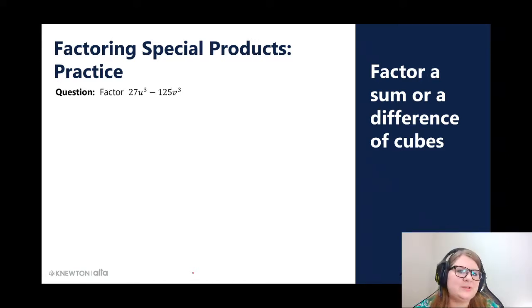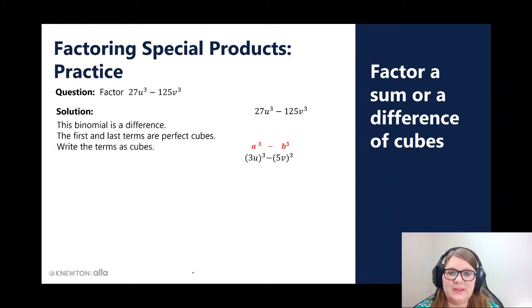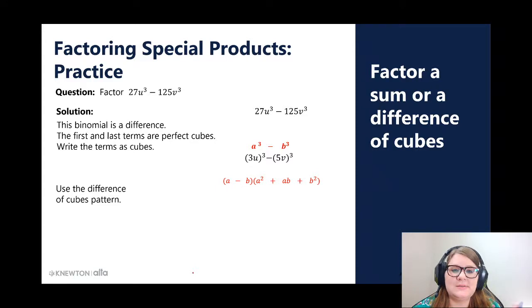27u cubed minus 125v cubed. So I start by rewriting each term in its perfect cube format. So 27 is a perfect cube and u cubed is a perfect cube, so I can write it as (3u) cubed. Then I'm going to have a minus in between, and 125v cubed is really (5v) cubed. And so this is a difference of cubes. So difference because it's subtraction. So I have my a, b, a squared, ab, b squared, all right? And I'm going to use my signs. So since it's a minus, the same sign is negative, the opposite sign is positive, and always positive is positive.